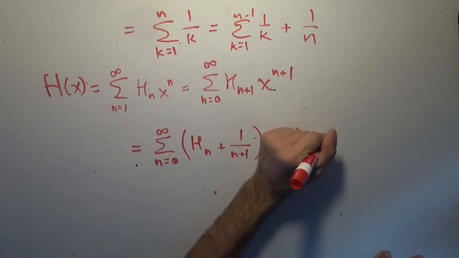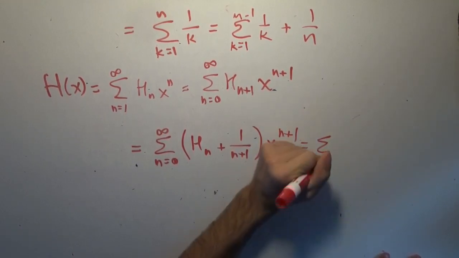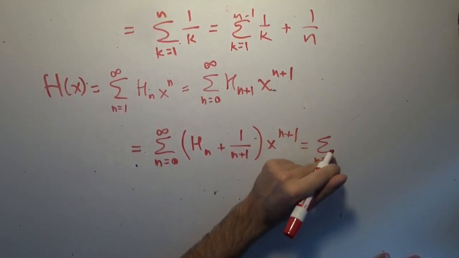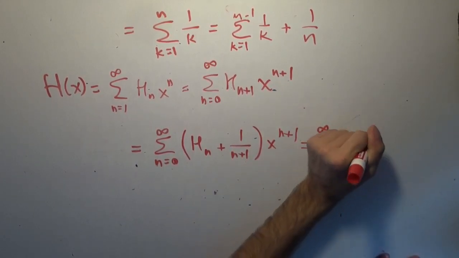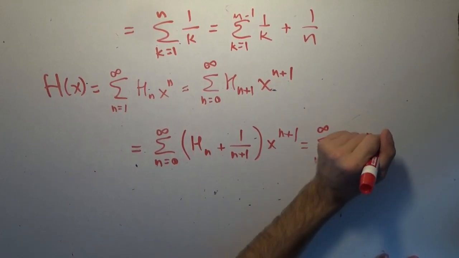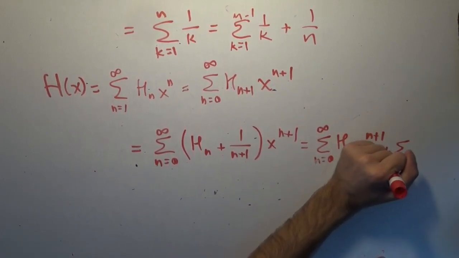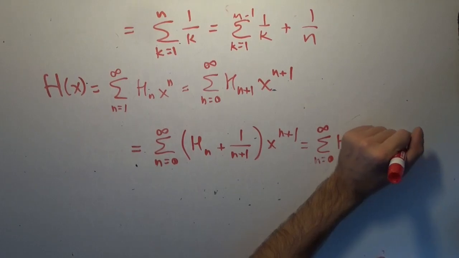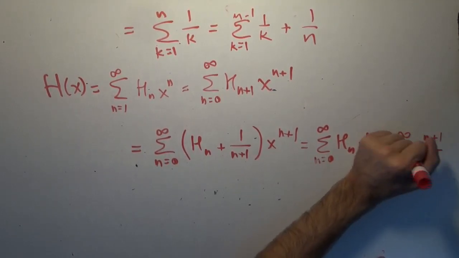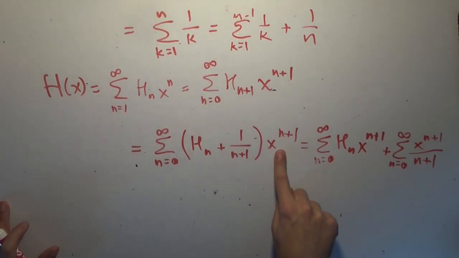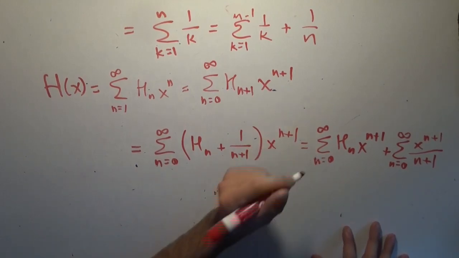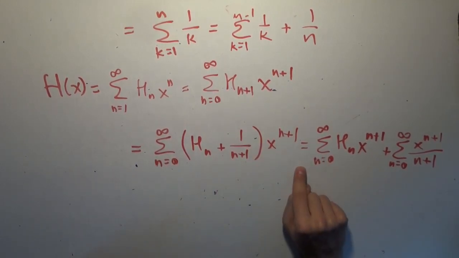And we're going to get the sum from n equals 0 to infinity of the nth harmonic number times x to the n minus 1, n plus 1, plus the sum from n equals 0 to infinity of x to the n plus 1 over n plus 1. That's just distributing the power of x to the n plus 1 onto these two terms, right? And now we can do some nice simplifications. We can bring one power of x to the outside, which is great.